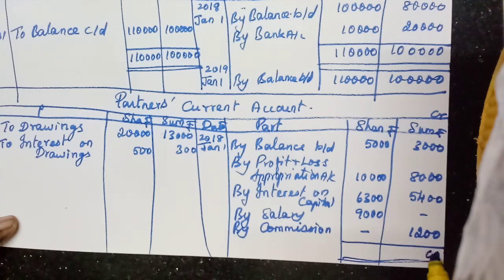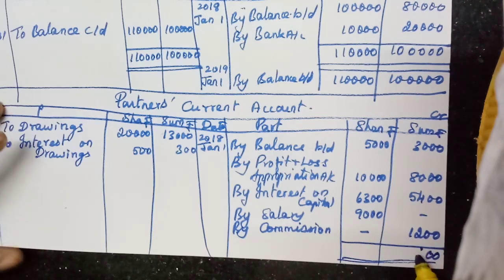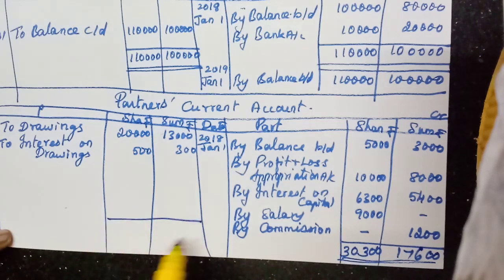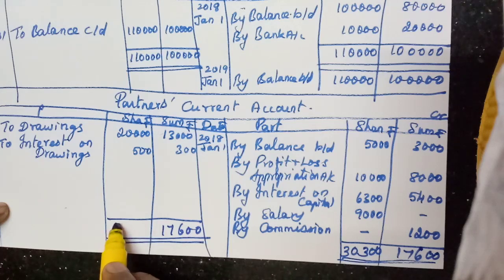First write 0, 0, 4 plus 2, 6. Can you see? 6. Then 3, 11, 16, 1, 17. Then 0, 0, 3. Then 9 plus 6, 15 plus 5, 20. Balance 2, 2 plus 1, 3. Okay. Same amount you have to write here also. So 17,600. Here 30,300.